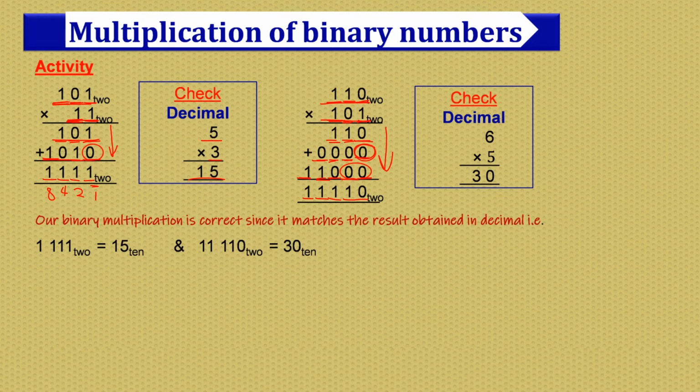We can do a check as well. If you convert the number 110 in base 2 to decimal, you have 6. And when you convert 101 to decimal, you have 5. And 6 multiplied by 5 is 30. You realize that the answer we have here in binary is equivalent to 30 in decimal. This is how we prove our answer in binary multiplication.